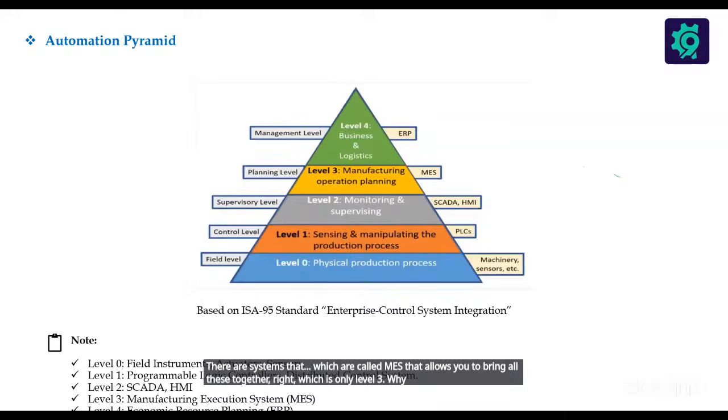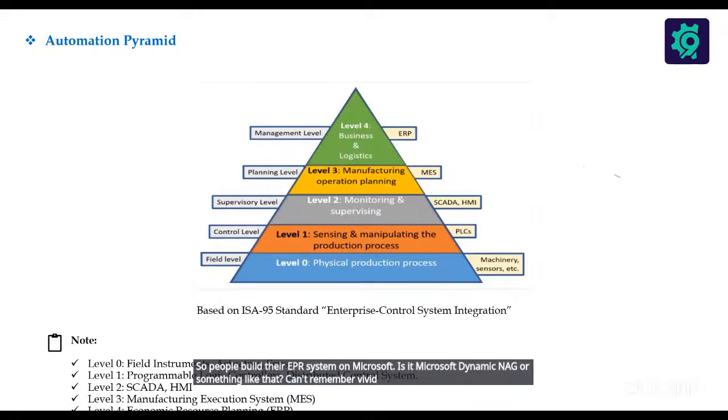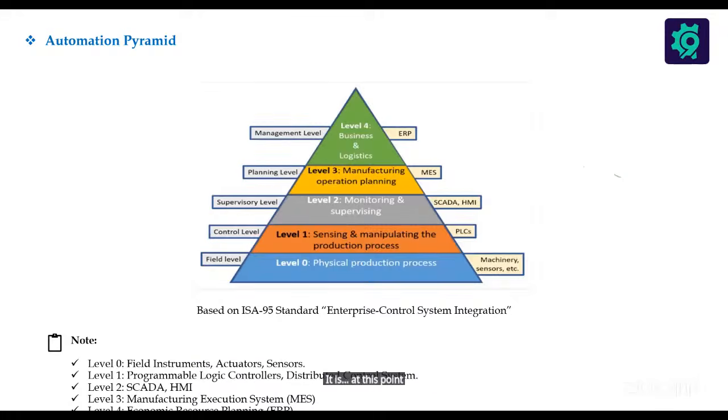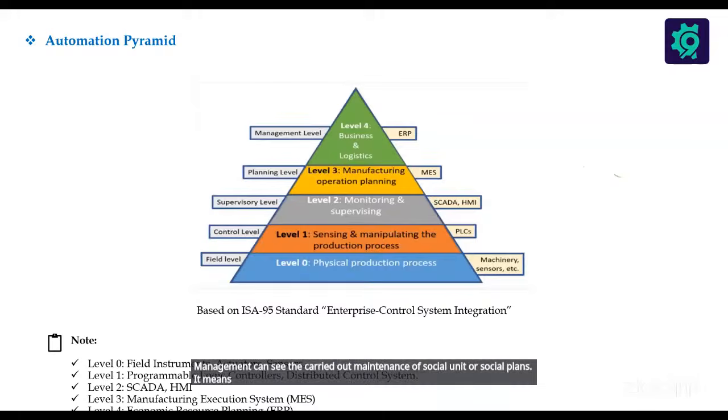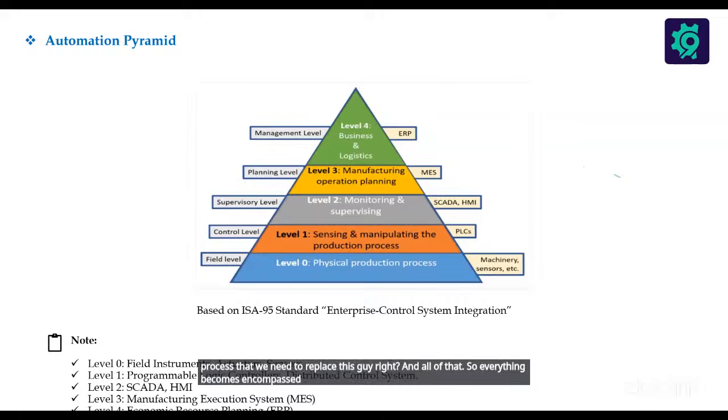While level four, the business and logistics, is the management level. You have ERP systems like your SAP. People also build their ERP systems on Microsoft, is it Microsoft Dynamics NAV or something like that? I can't remember exactly. At this point, you have integrated your entire process to the point that management can see that maintenance was carried out on a certain unit or plant on a certain date. It means this machine is reaching its end of life cycle, then we need to replace it, and all of that. So everything becomes encompassed, integrated together, and linked.